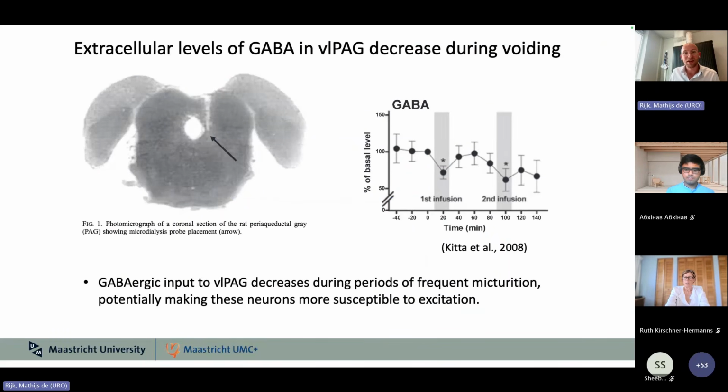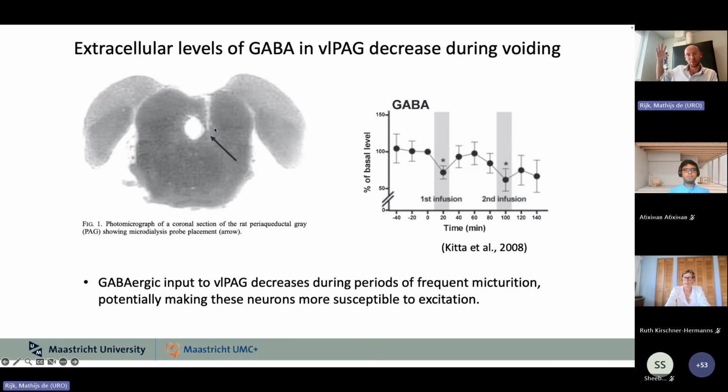So this study was done in rats, and this looks at those neurons in the ventrolateral PAG. And they did microdialysis, they measured different neurotransmitters and their presence during infusion of liquids into the bladder, of saline into the bladder in anesthetized rats. And then they see that during periods of infusion, and that infusion is equivalent in this case to frequent micturition. So if you infuse something in the bladder, then the rat, also during anesthesia, starts to void repeatedly. Then they see that there is a decrease of GABA within that area.